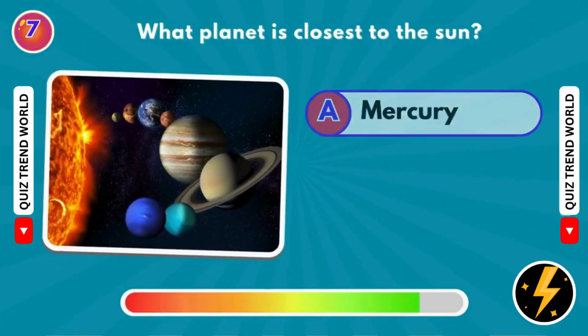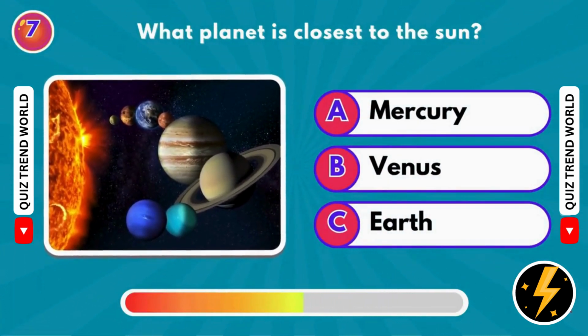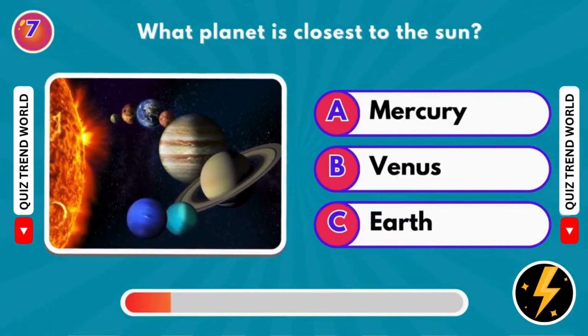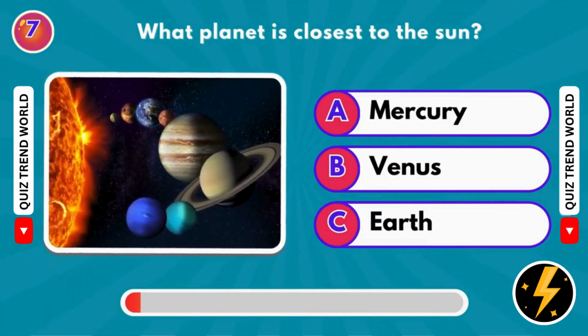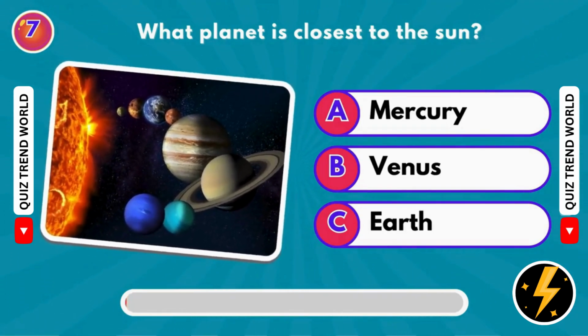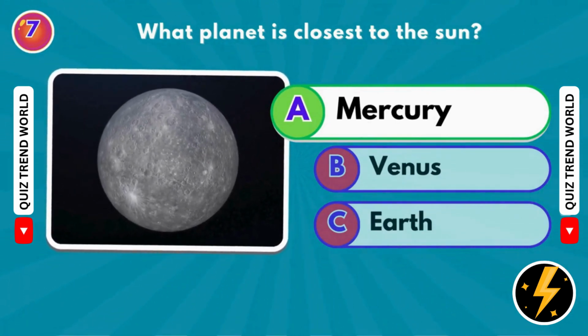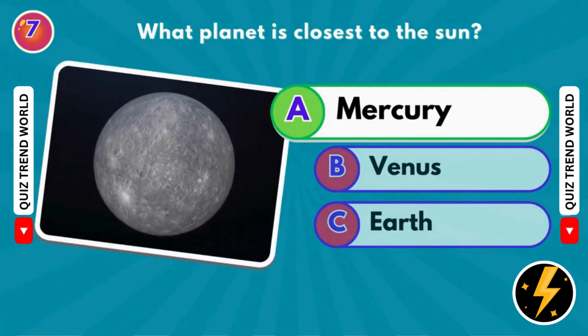What planet is closest to the Sun? Mercury, Venus, or Earth? Mercury. Mercury is the closest planet to the Sun and the smallest planet in the solar system.